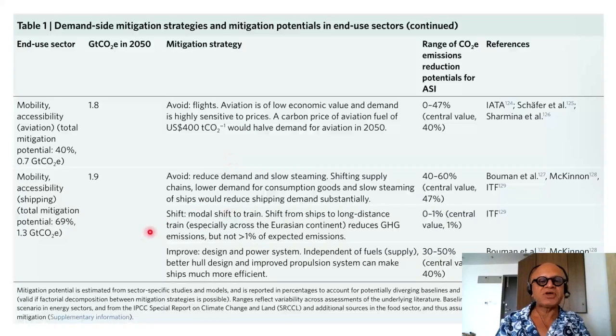Okay, so for shipping, there are ideas for reducing demand and slow steaming, modal shift to train, and design and power system improvements are foreseen with various ranges of potentials here. For aviation, it's 0 to 40%, 47%, a large range with central value of 40%. For shipping, remember here we only have avoid, no shift and improvement as such. 40 to 60% under avoid, 0 to 1% under shift, small percentage, and under improvement you have 30 to 50%.